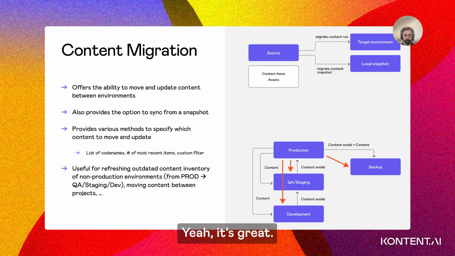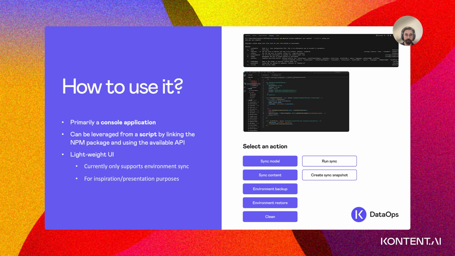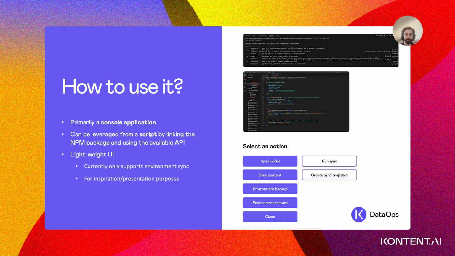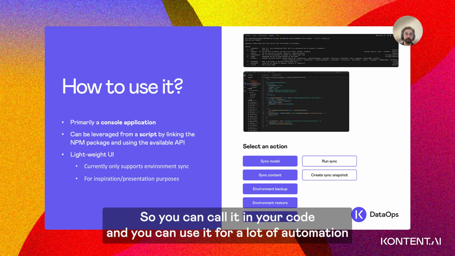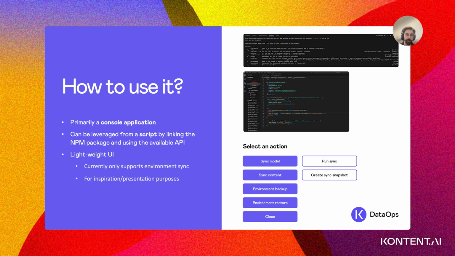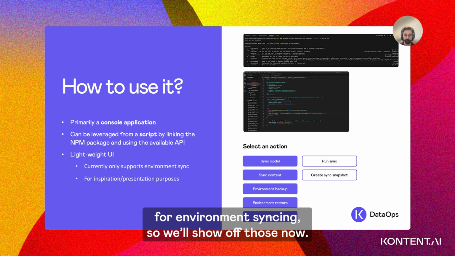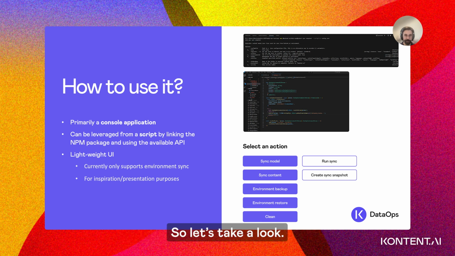No, it's great. Maybe we could talk a bit about how you actually get to use it. It is primarily a command line tool, but you can also use it in your code because it's available as an npm package, and it has an available API. So you can call it in your code, and you can use it for a lot of automation of tasks like synchronizing and migrating, which is great. We also have a lightweight UI, which you can use right now for environment syncing. So we'll show off those now. I believe that we have a great demo to show you. So let's take a look.